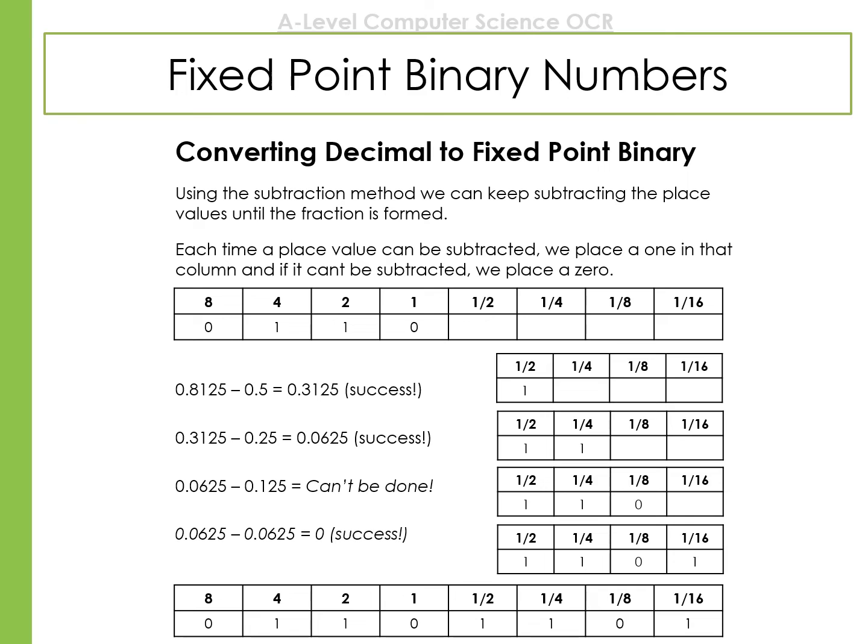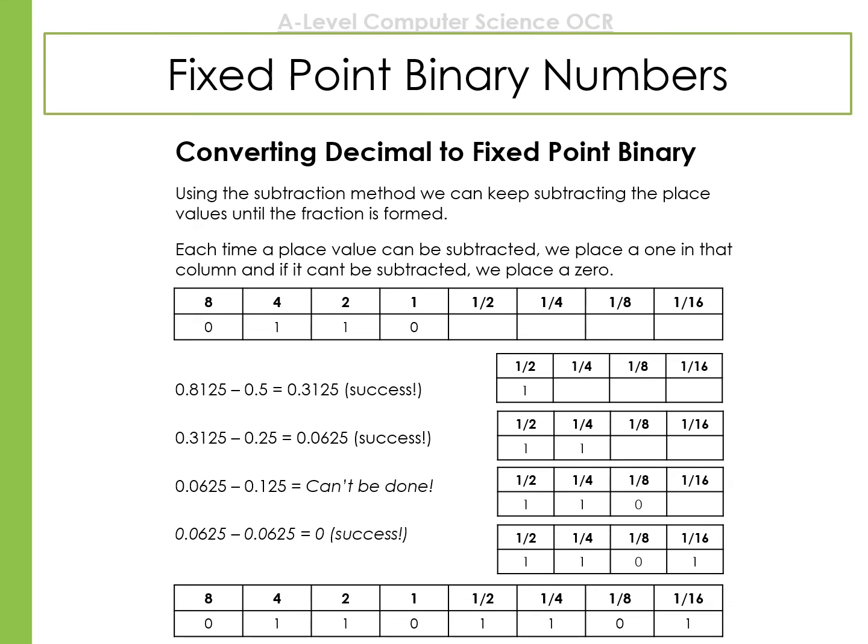So let's have a look at this example. If we have 0.8125 minus 0.5, can we do that? Well, yes we can. Because it's a half, remember, we can take 0.5 off 0.8125. So that becomes 1. That leaves us with 0.3125. Next up, can we take 0.25 from 0.3125? Yes, we can again. Remember, a quarter would be 0.25. So we place a 1 into that box.